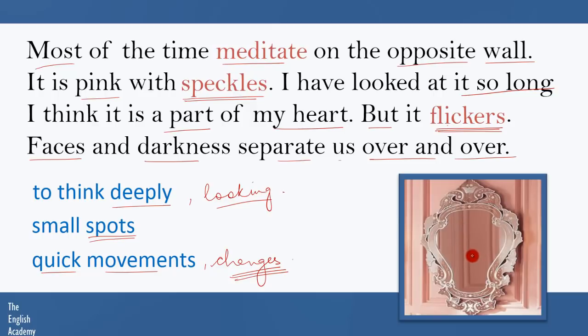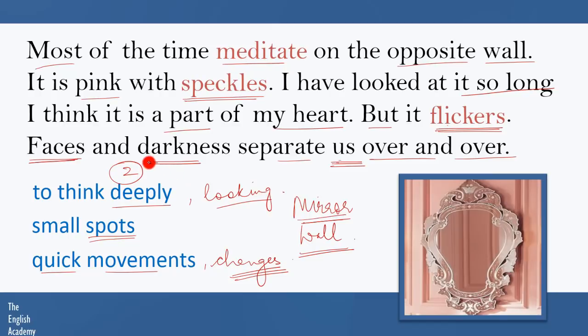Why are there changes? Because faces and darkness separate us. Us here stands for the mirror and the wall in front of the mirror. So the mirror says that there are two things which separate the mirror and the opposite wall. They are the faces. Faces of people who come and stand in front of the mirror. When a person will come and stand in front of the mirror, the person's reflection will be seen in the mirror and the wall will disappear.